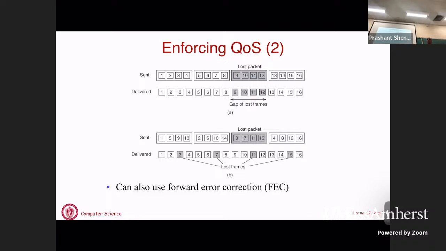No need to retransmit. The other thing you can do is scramble data so that a loss does not cause you to actually notice that data was lost. So here's an example. The top example is where you send 16 images, and one gray packet was lost, so images 9, 10, 11, 12 were lost. If I just play this back without retransmission, I'll play 1 through 8, and then I'm going to skip because I didn't get the data. I'm going to go to 13 and start playing.